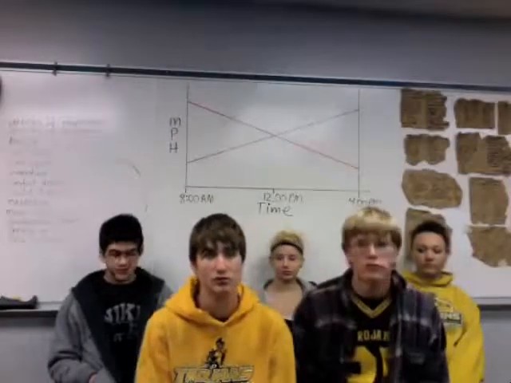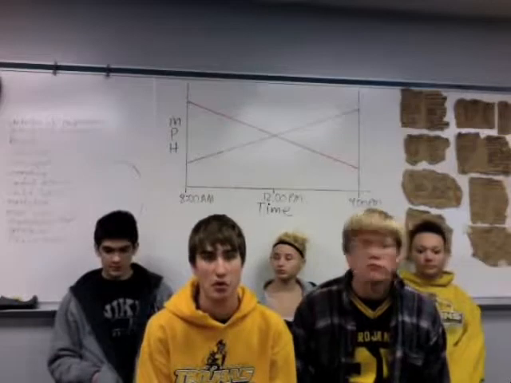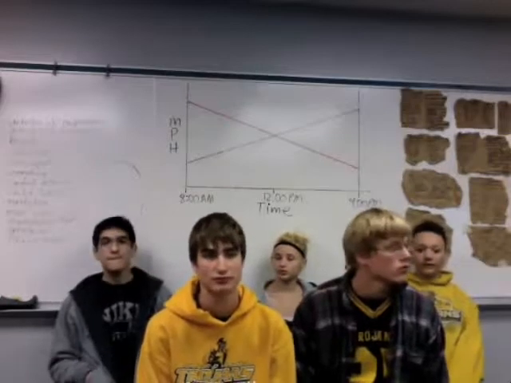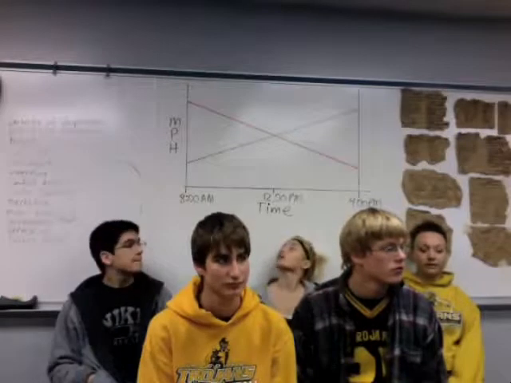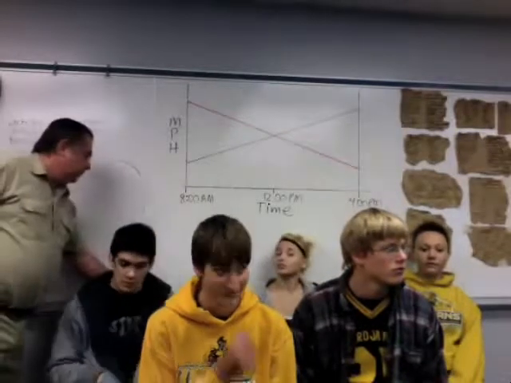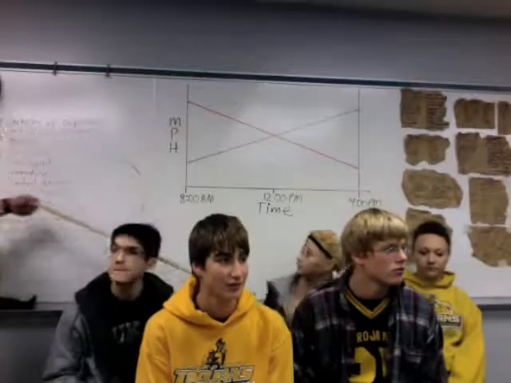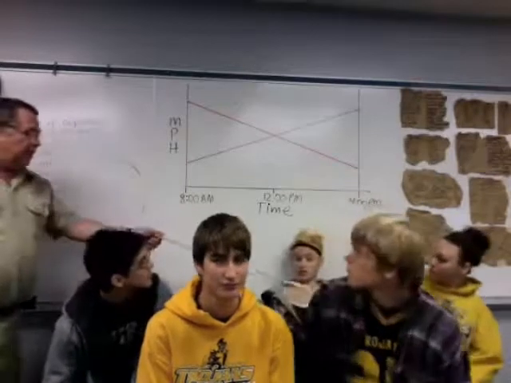Okay, so just with this initial look at the graph, tell me what's going on. The red car is decreasing in velocity, and the blue car is increasing in velocity. All right, so show me on the graph how you get that, how you come up with that idea.